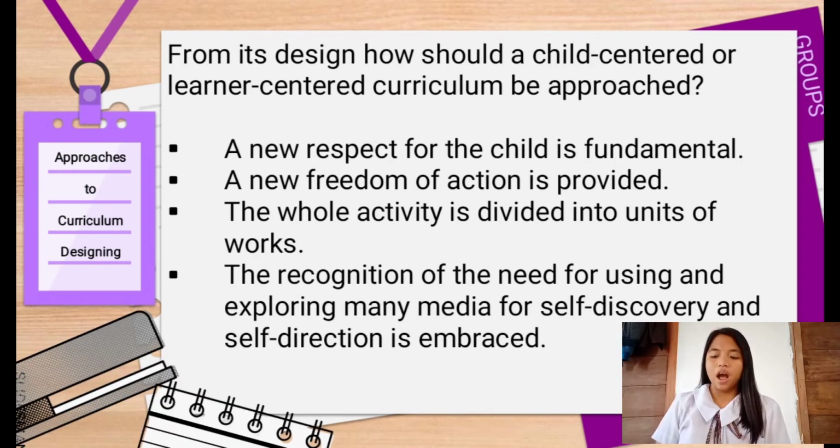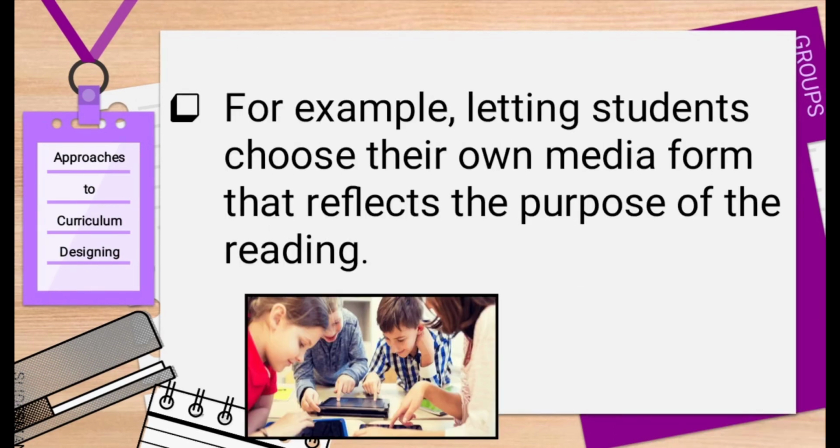From each design, how should a child or learner-centered curriculum be approached? First, a new respect for the child is fundamental. Second, a new freedom of action is provided. Third, the whole activity is divided into units of work. Lastly, the recognition of the need for using and exploring many media for self-discovering and self-direction is embraced. For example, letting students choose their own media form that reflects the purpose of the reading.